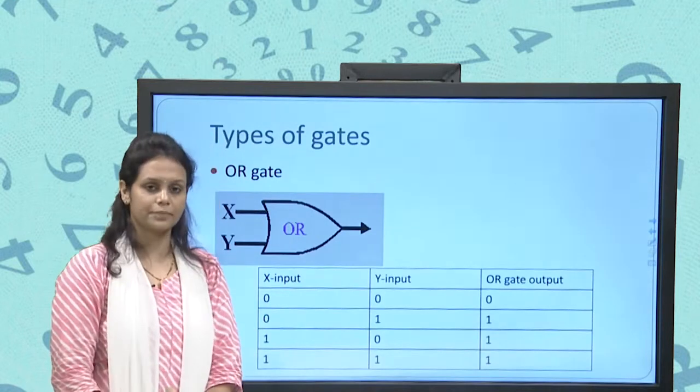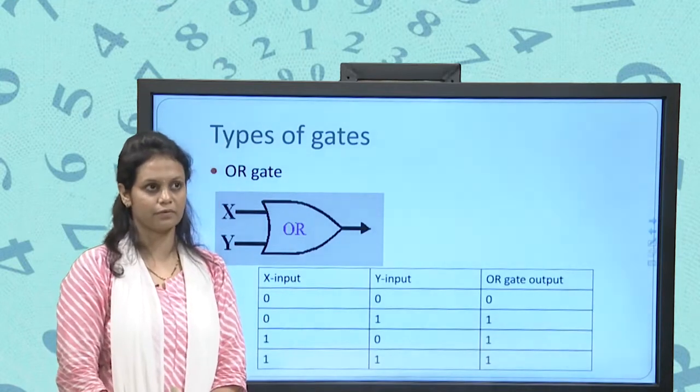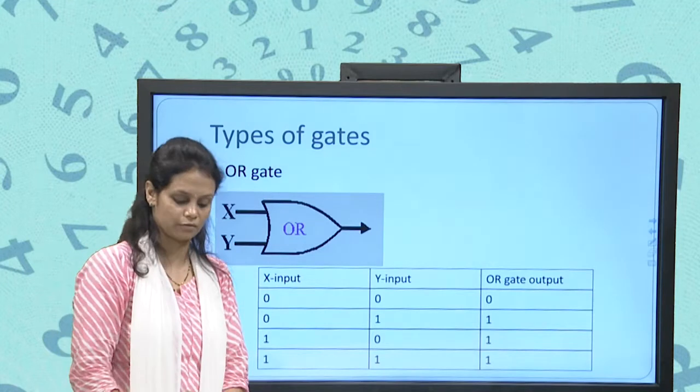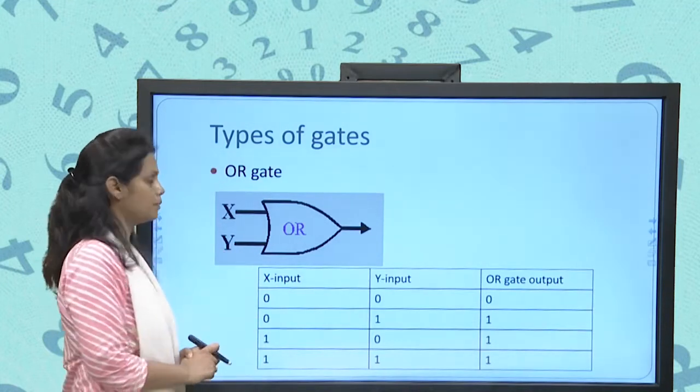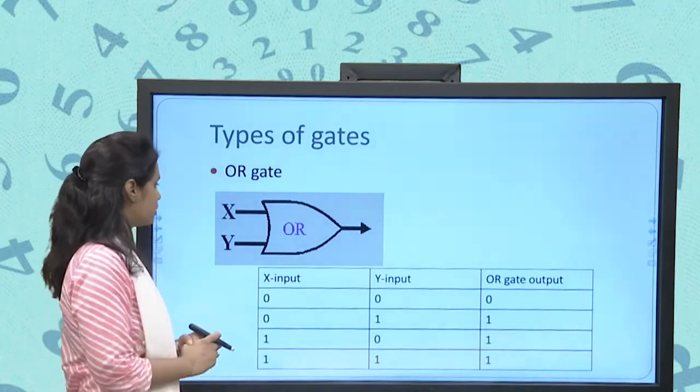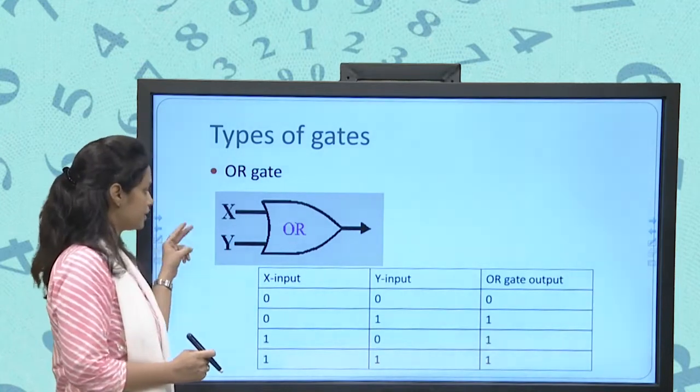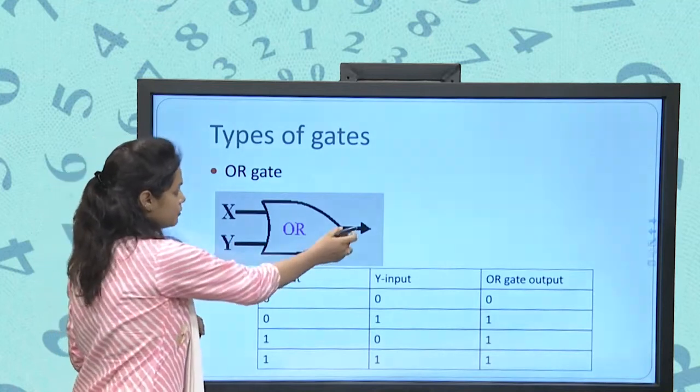Now, we will see the types of gates. There are some types of gates, and we will see each and every type with an example one by one. First gate is the OR gate. What is the input in the OR gate? There are 2 inputs in the OR gate, X and Y, and it will generate the output.